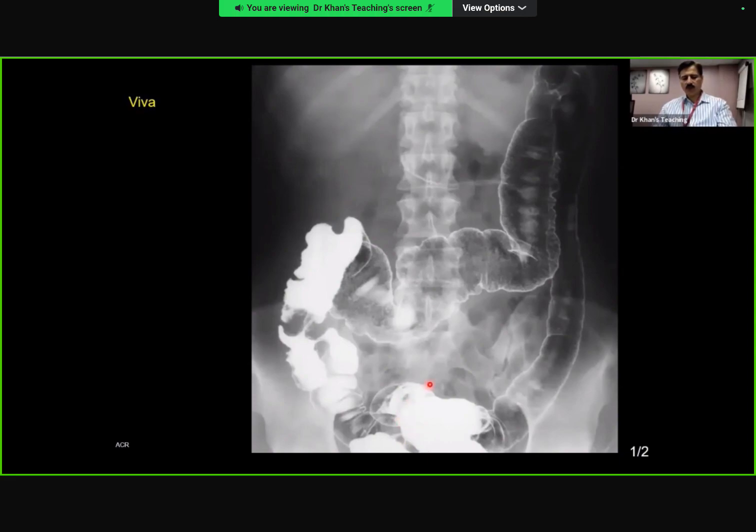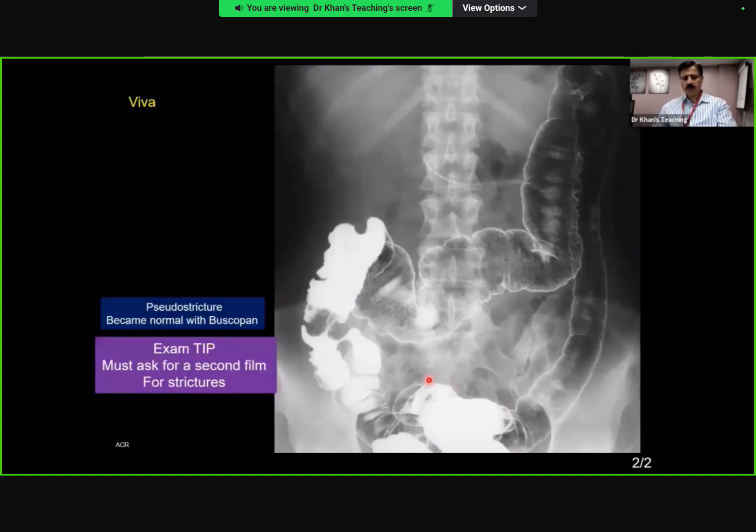Now, first of all, whenever you get a barium examination, may it be a stomach, large bowel, or small bowel, and you see some stricture or something, you have to ask the examiner that I want to confirm it on a subsequent film. Please remember, this is standard practice in barium films.